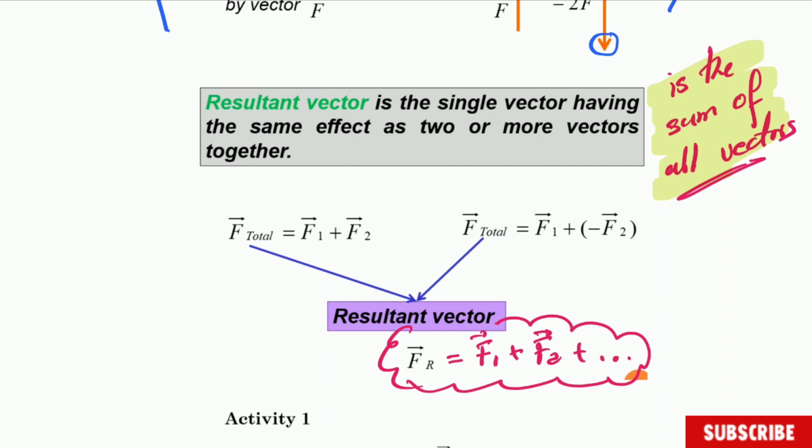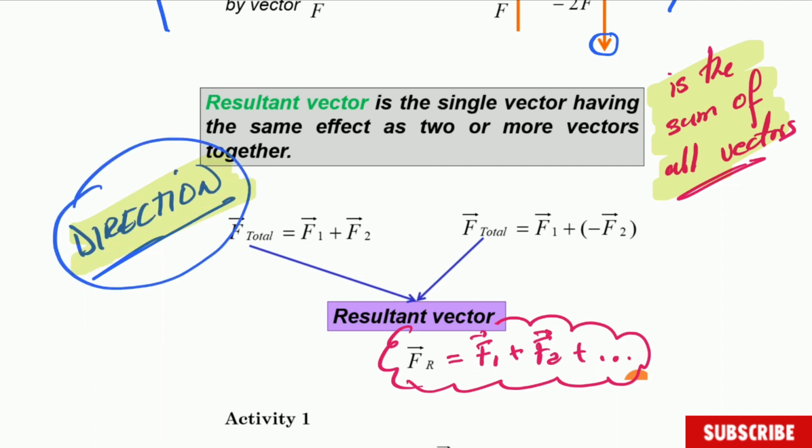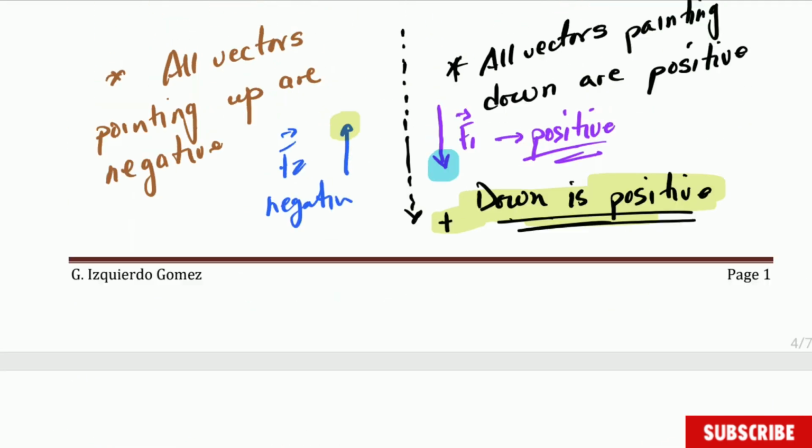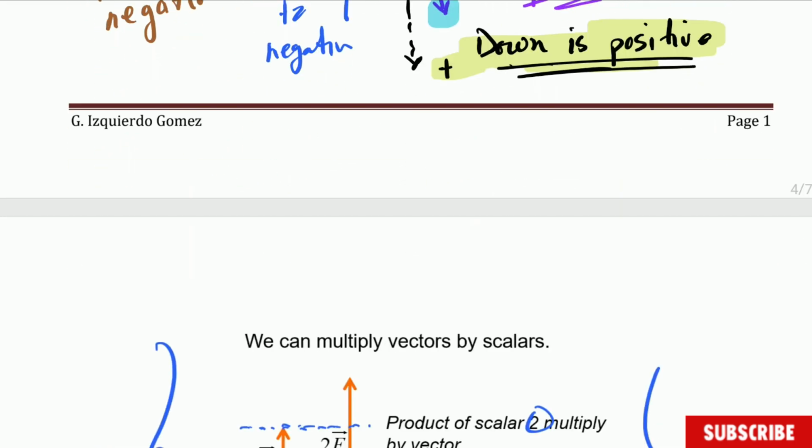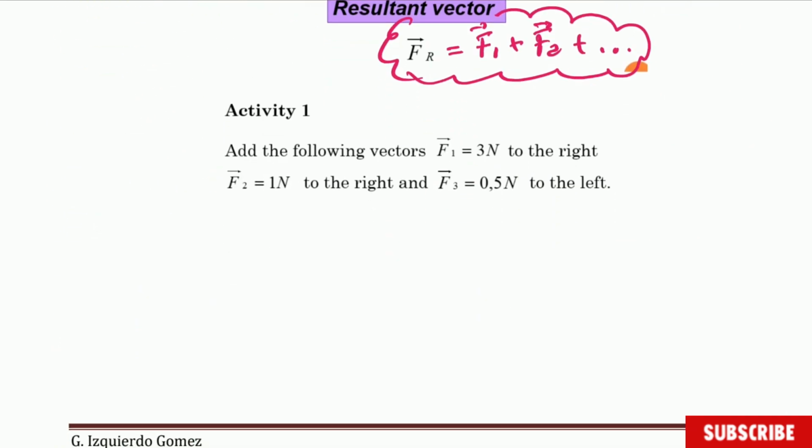Now, to do this one, we need to have in mind the direction. So the direction, guys, is a very important thing here. You cannot forget. We have to keep the direction, and remember, when we spoke about the negative vector, we need to be careful what direction is positive and which direction is negative. So to finish here, we are going to see this example. I added the following vectors: F1 to the right, F2 to the right, and F3 to the left. So we have vectors pointing to the right and we have vectors pointing to the left, and we're going to add this one algebraically. Later on, we're going to learn about graphically.